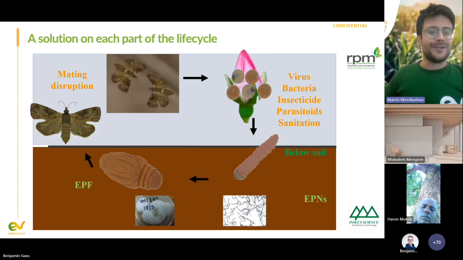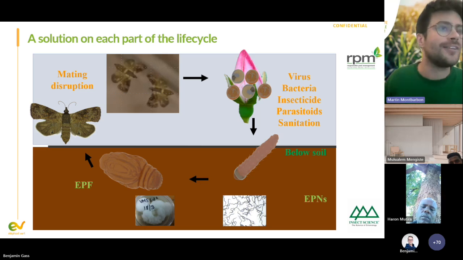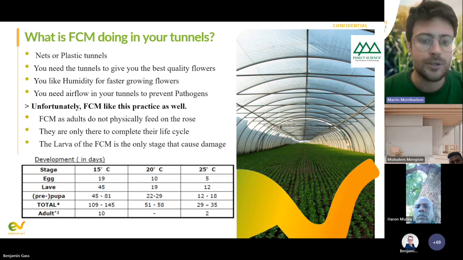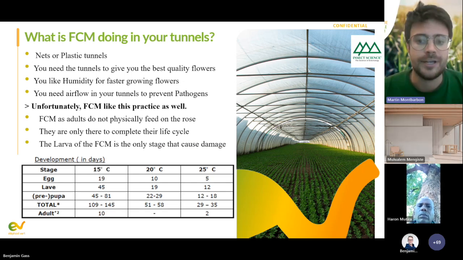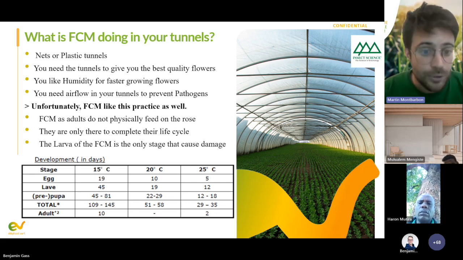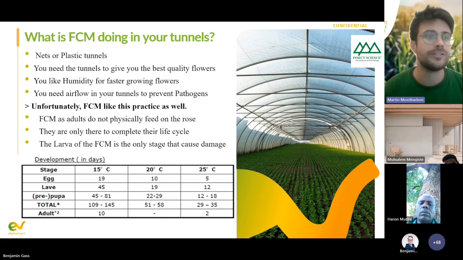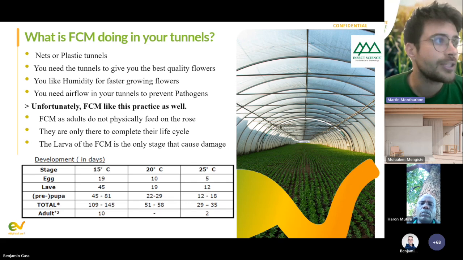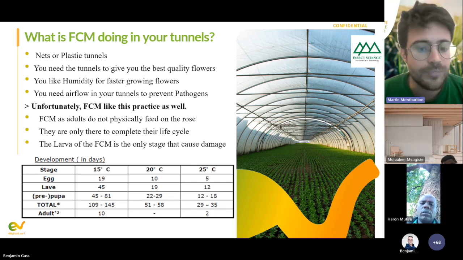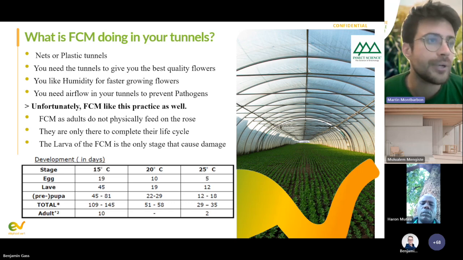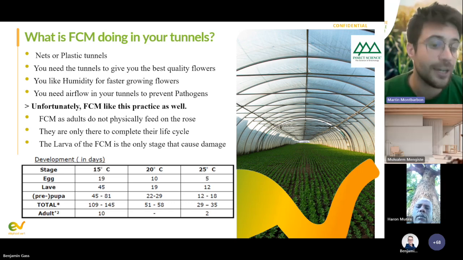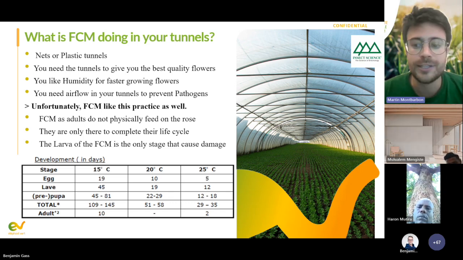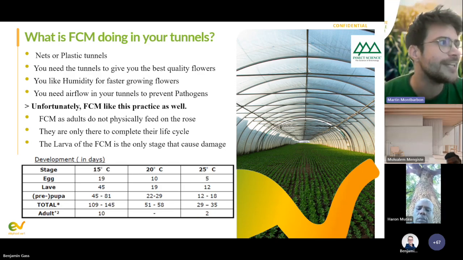So I think it's also good to know what the FCM are doing in the tunnels. When we are farming in tunnels, roses or capsicum, you have to use the nets and plastic tunnels. They should be in very good condition, no tears, no holes, to prevent incoming population inside your orchard. You should do very regular checkups to make sure that the nets are in good condition. And for growing, you also need, of course, good temperature, good humidity, and good airflow to prevent pathogen. All of these are conditions that are very good for the FCM as well, unfortunately.